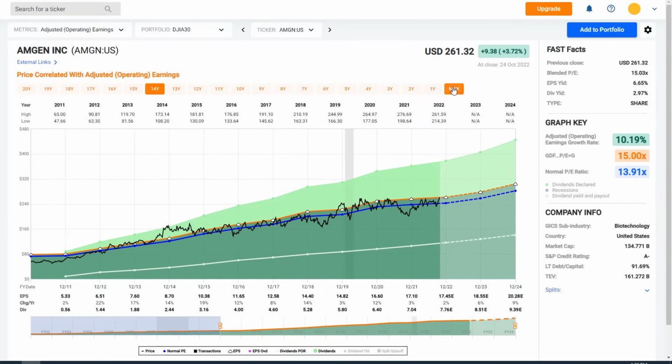The long-term growth rate on Amgen is expected to be about 5%. So Amgen looks like it's reasonably priced today, and it's approaching a 3% dividend yield, which is very, very attractive. The next Dow stock is American Express.